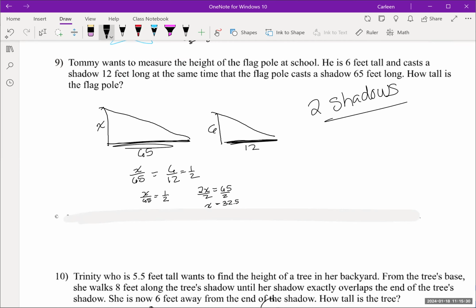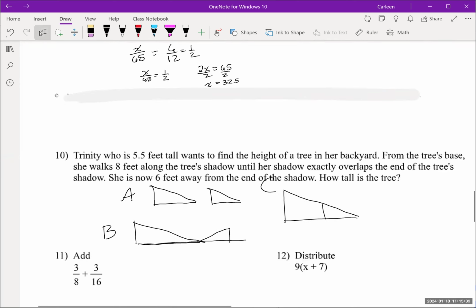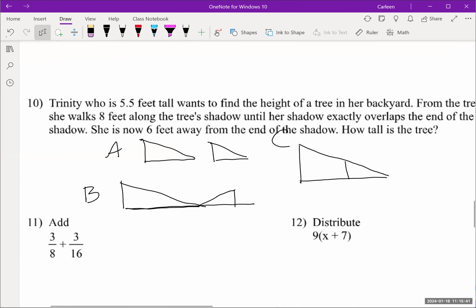Okay, are you ready to do a challenging one? Yes, we can. Yes, we can. Okay. You're like, well, I can guess.